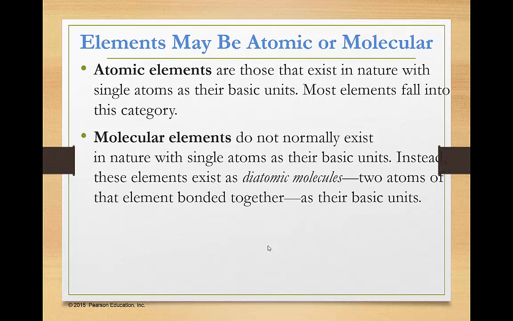So let's talk a little bit about the elements here. Elements, as we said, are either atomic, which are those that exist in nature with single atoms, and most elements are going to fall into that category. So you're not going to have to worry about most of the elements. But there are about 7 that do not normally exist in nature as single atoms. They exist as what we call diatomic, or there are actually a couple of polyatomic molecules, where you get 2 or more atoms of that same element bonded together as the base unit. So that's your molecular element.